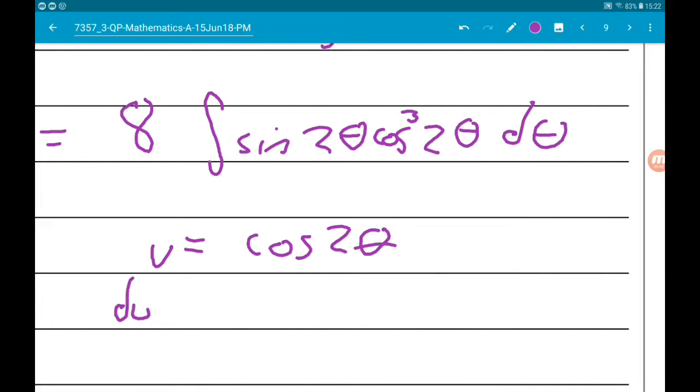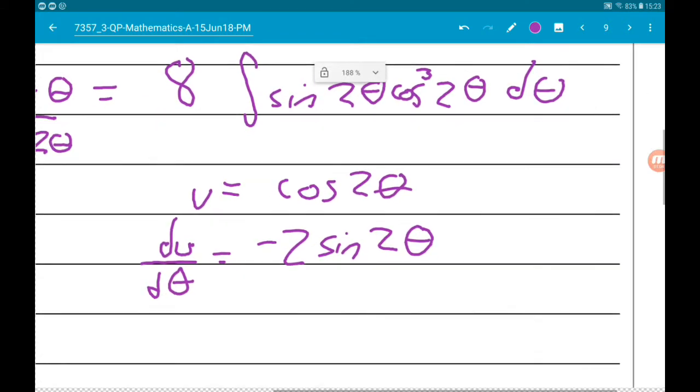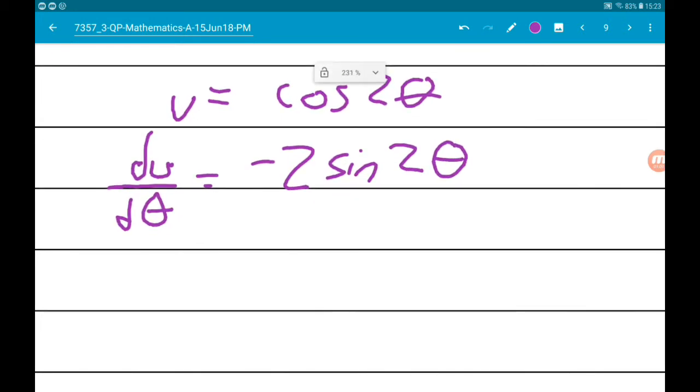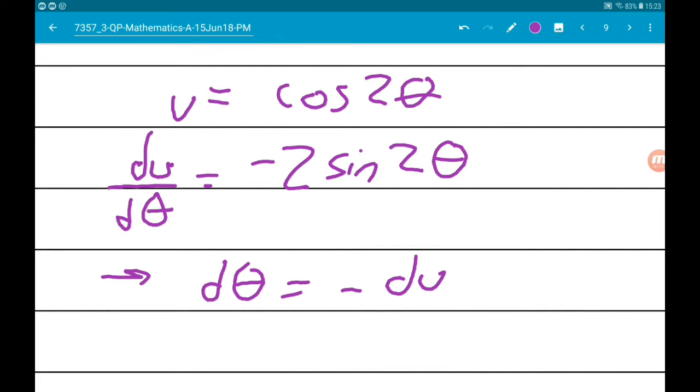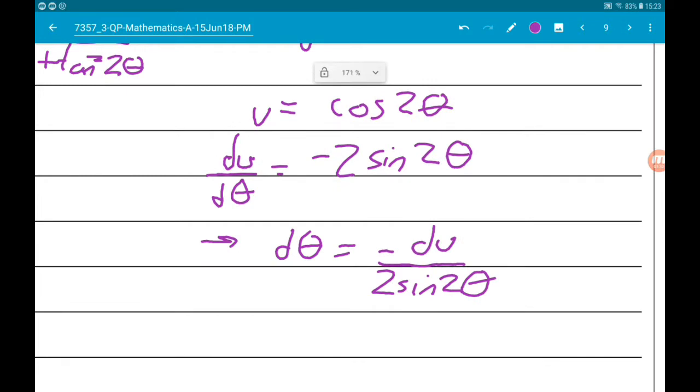Then du by d theta would be minus 2 sine of 2 theta. So from that we can get that d theta is minus du over 2 sine of 2 theta. So that's going to do something really nice. So let's put our substitution in.